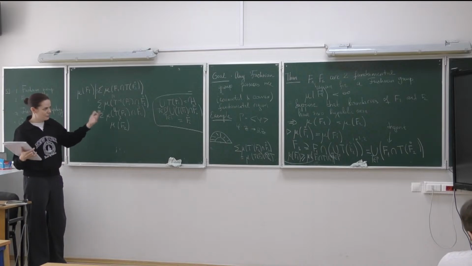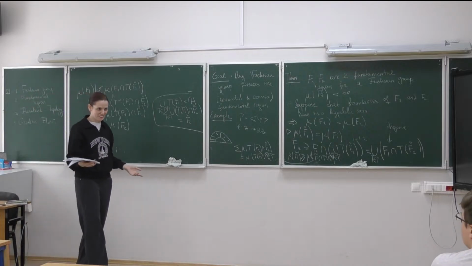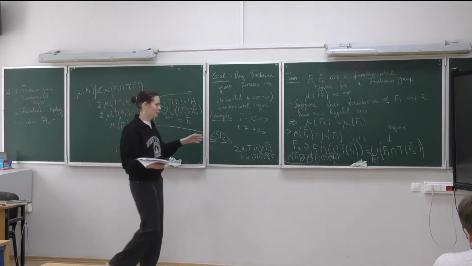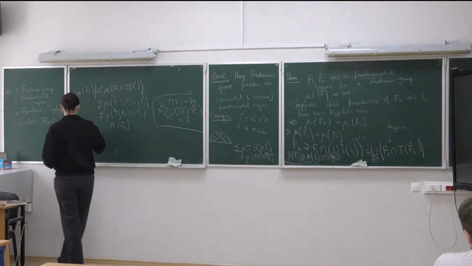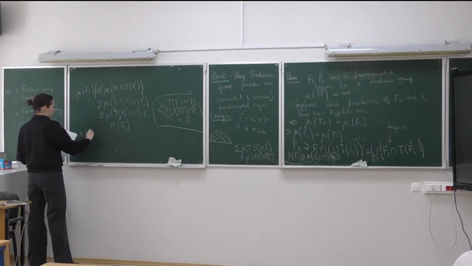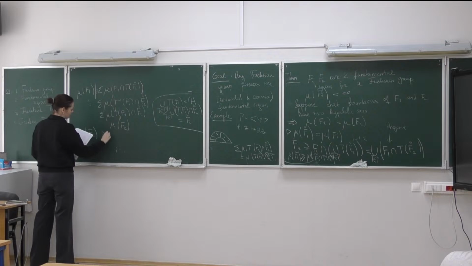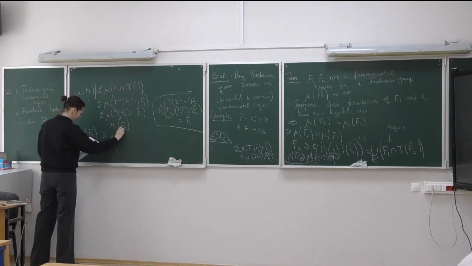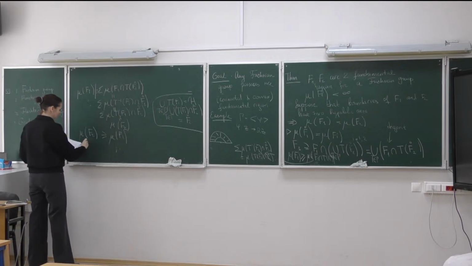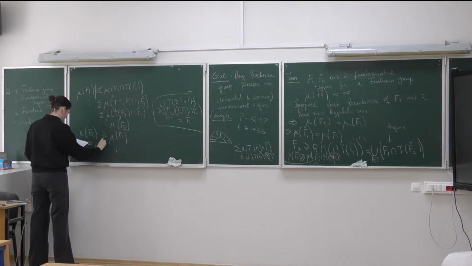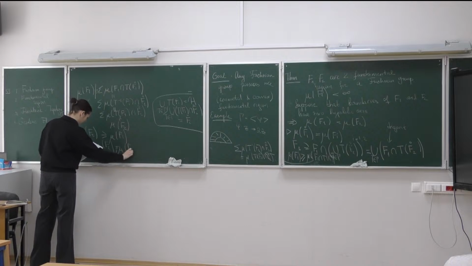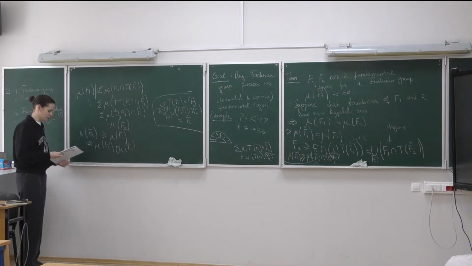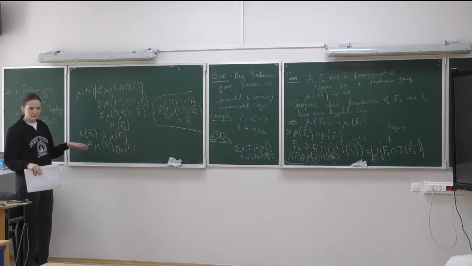But now we can repeat everything in the opposite direction. There was no difference between F1 and F2. They were both symmetric. So interchanging them, we get mu of F2 is greater or equal to mu of F1. So we know that they are simply equal. So in case it's finite, it's a numerical invariant of the group. Is it clear? Yes. Great.